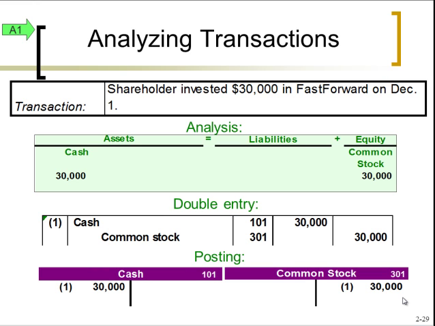Those are the other 4 classifications. Capital or common stock. We have revenue. And then we have expenses. And then we have dividends. So those 6 accounts are the main classifications of accounts.